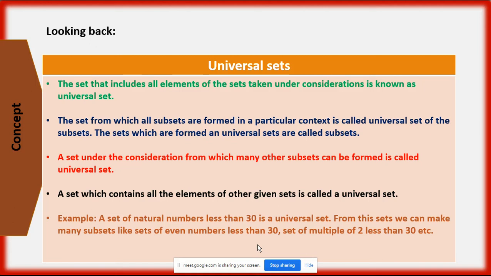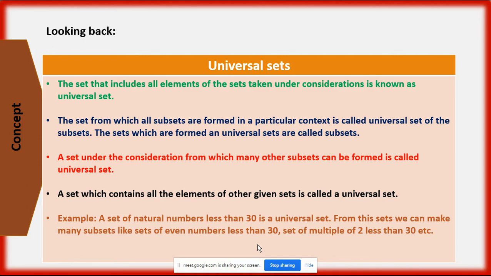The set that includes all the elements of the sets taken under consideration is known as the universal set. Second, the set from which all subsets are formed in a particular context is called the universal set of the subsets. And a set under consideration from which many other subsets can be formed is called universal. In some definitions, one superset from which all the subsets can be made is given.